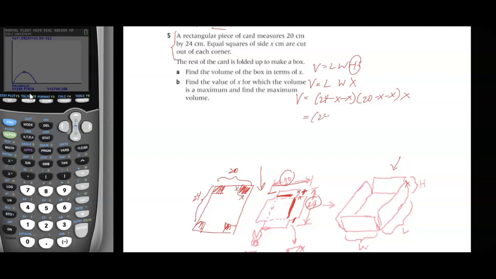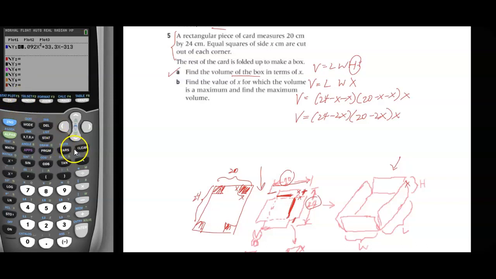If I wanted to simplify it, I could put minus 2x instead of minus x minus x. It's a little bit more compact. Now I have a volume equation. Find the volume of the box in terms of x. I've done that. There it is right there. Then it says find the x which makes the volume maximum, and find the maximum volume. This is just going to be a calculator problem, right? So I'm just going to type this expression into the calculator and find the volume. Hold on one second. Okay, I just typed it in.